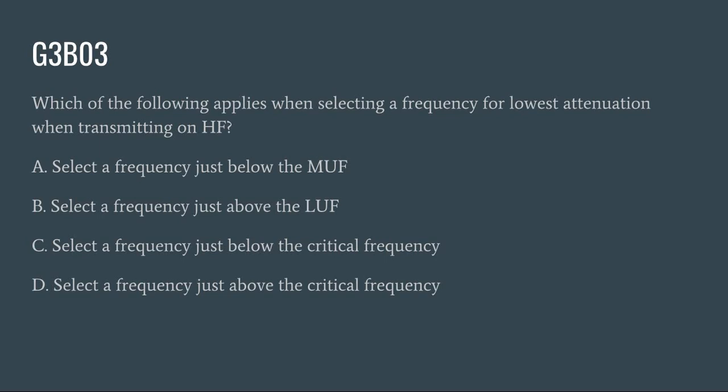G3B03, which of the following applies when selecting a frequency for lowest attenuation when transmitting on HF? A. Select a frequency just below the maximum usable frequency. B. Select a frequency just above the lowest usable frequency. C. Select a frequency just below the critical frequency. Or D. Select a frequency just above the critical frequency. Correct answer is A. Select a frequency just below the maximum usable frequency.